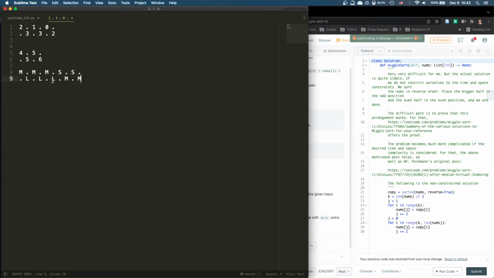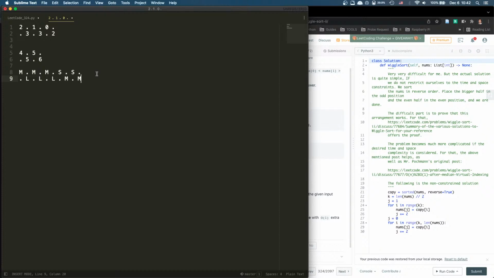So this one works because the medium values on the smaller side are all pushed to the left, and the medium values on the larger side are all pushed to the right. So based on this, it works. There's also a proof for why this arrangement will always work, but I'm not going to go into that. It's in the discussion post, but intuitively it makes sense.